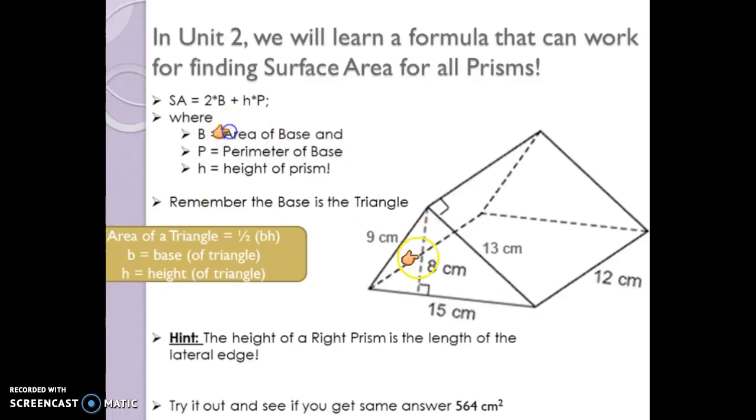So you would find the area of the base, then you have to find the perimeter of the base, and you have to identify the height of the prism. Plug those values into this formula right here and simplify, and you should be able to get the same answer, which is 564 centimeters squared. So if you want a challenge, give it a try. If not, this is something you will work on in Unit 2.